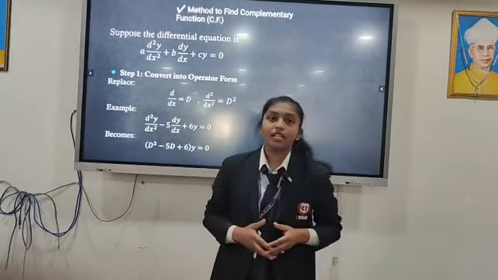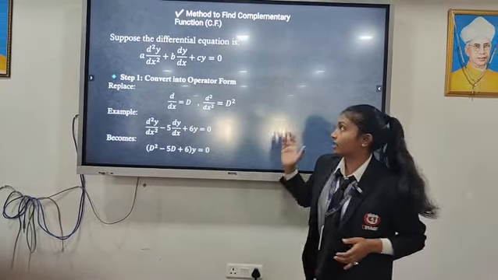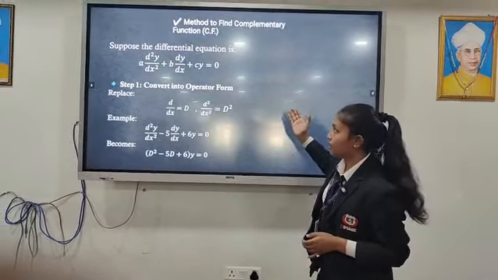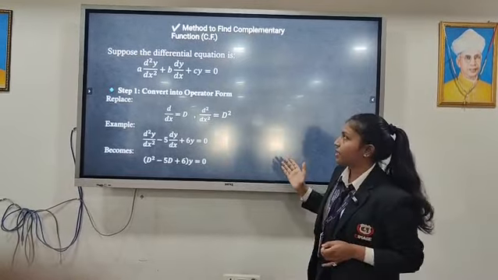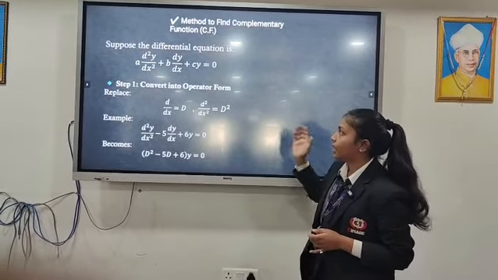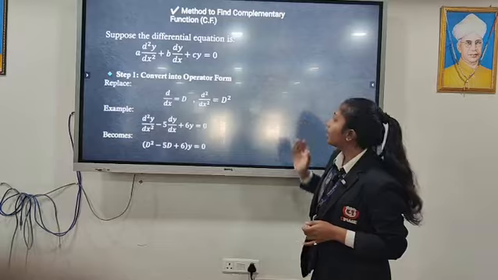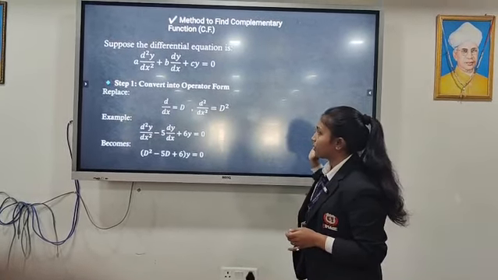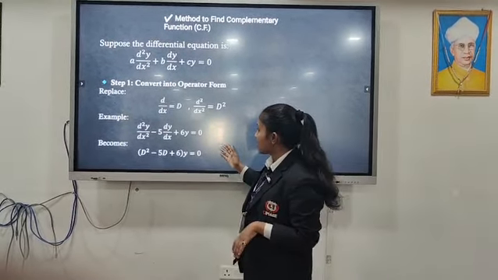First, we will discuss the method to find the complementary function. Suppose this is a differential equation. First of all, we convert this differential equation into the operator form. We will replace d by dx with D, d square by dx square with D square, and so on. Here is the example.